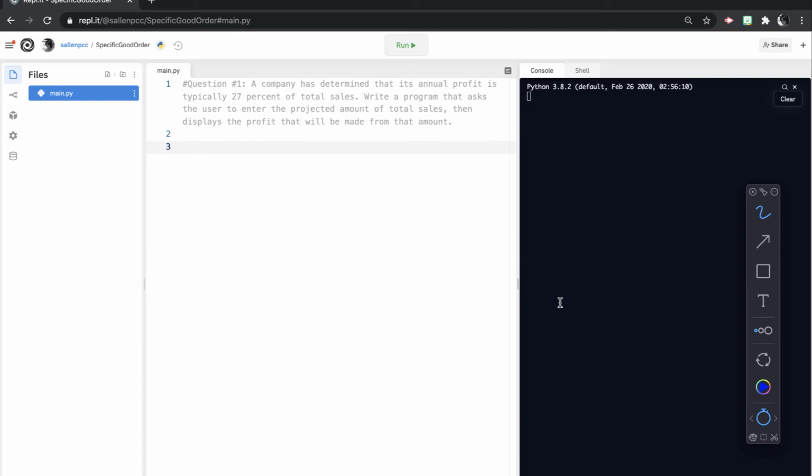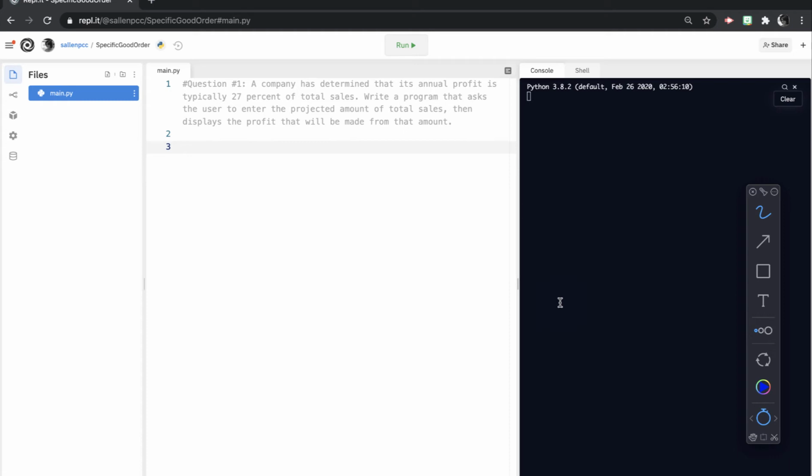writing the programs. So when you're given a question like this, a company has determined that its annual profit is typically 27% of the total sales. Write a program that asks the user to enter the projected amount of total sales, then displays the profit that will be made from that amount. So when you're first looking at these problems, think how you would solve this if you were actually talking to an owner of a company and you had to determine the amount of profit.